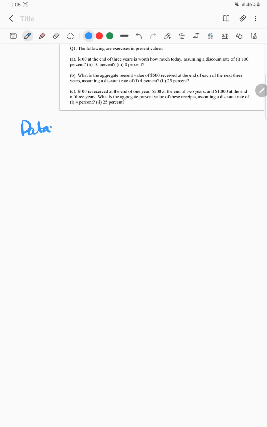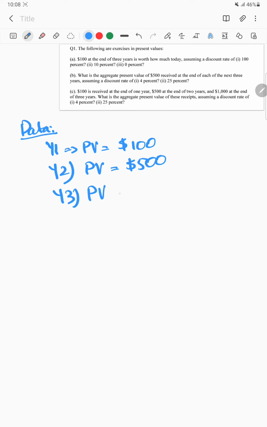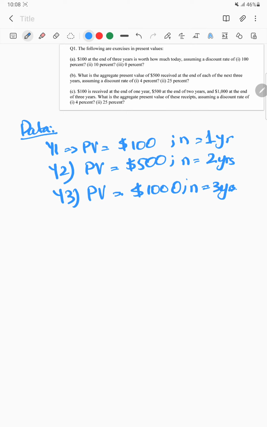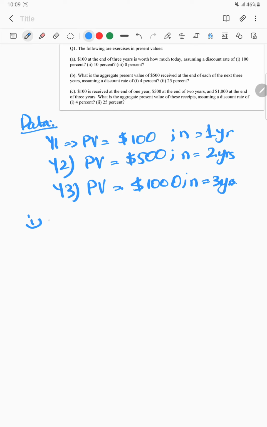So let's jot down the data first. At year 1, my present value is going to be $100. Year 2, PV is going to be $500, and at year 3, PV is going to be $1000. So the number of years here is 1 year, here is 2 years, year n is 3 years. Okay, so in the first case we have to assume interest rate equals 4%.